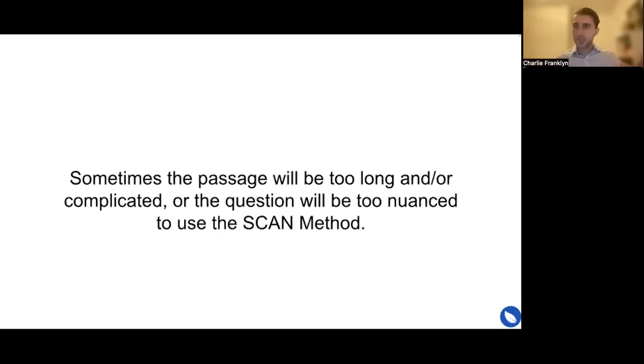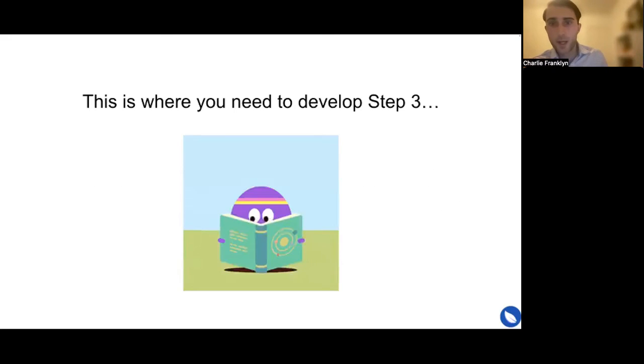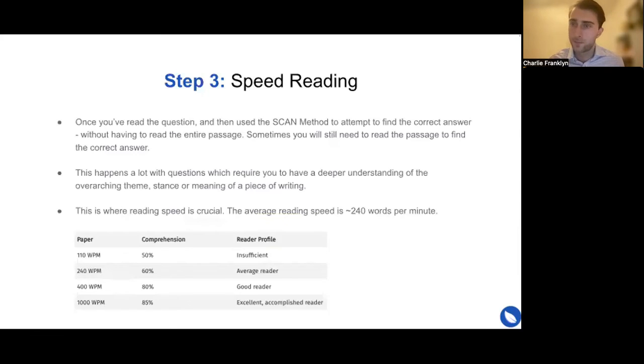And so sometimes, as we've seen, the passage will be too long or too complicated, or the question will be too nuanced to use the scan method. The scan method's great. It will work for you a lot of the time, but it won't always work. And when it doesn't work, this is where you want to look to step 3, and this is speed reading. This is where you've decided you have to read the passage, and it's about how you can read the passage as fast as possible, because there's no other way of getting the correct answer if you don't do this.